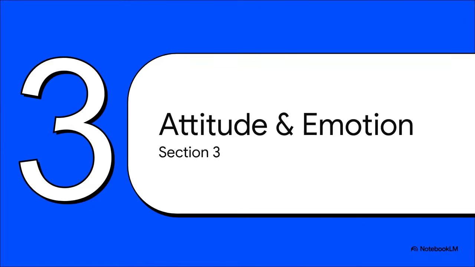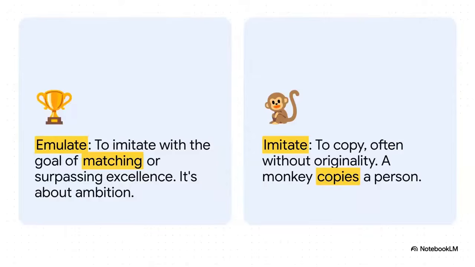Okay, next up, we're diving into words that get right to the heart of things. Attitude and emotion. These are all about human nature, really, from the best of us to the worst of us. So here's a classic pair that trips people up all the time. Emulate versus imitate. Let's make this super clear. A monkey imitates a human. It's just simple copying, right? But when you look up to a mentor and you work hard to match or even surpass their achievements, you're emulating them. See the difference? Imitation is just mimicry. Emulation is copying with a goal, with ambition.